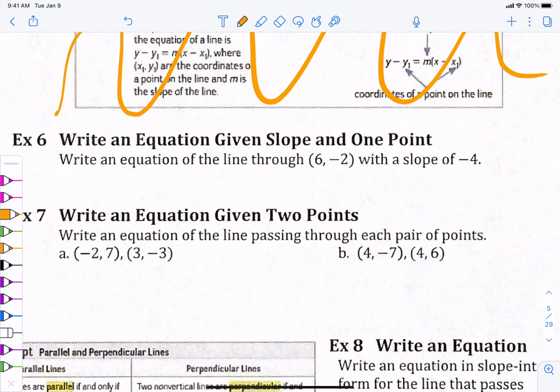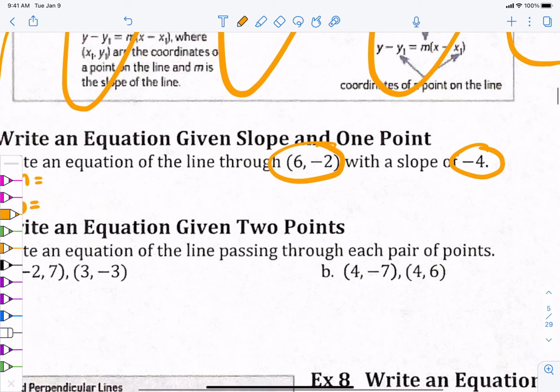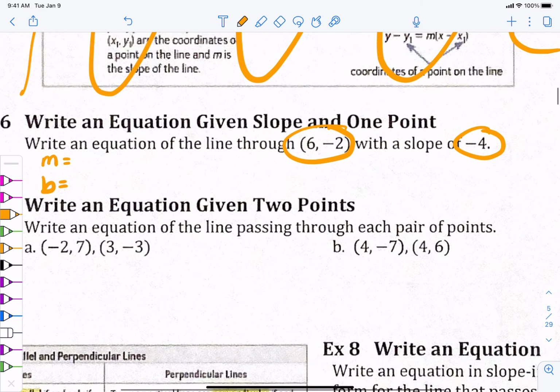Next thing, write an equation of a line through the point 6, negative 2 with a slope of negative 4. There are 2 things that I need for an equation. What are the 2 things that I need to plug stuff in for? M and B. Do they give me M and B? No. They give me 6, negative 2 with a slope of negative 4. What do they give me? The slope. They give me the slope, which is M, which is negative 4.